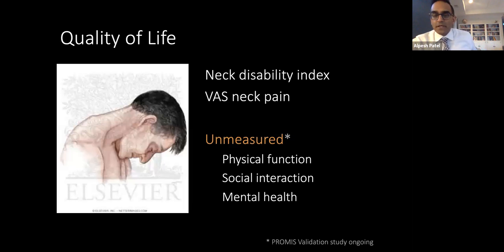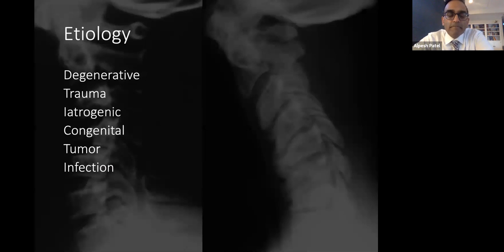And then quality of life is the other impact. So we measure these somewhat by NDI and by VAS neck pain, but there's probably a lot of unmeasured components of this. And this is a challenge, to really get good arms around physical function, social interactions, and mental health, because the number of patients presenting to any one practice is relatively small. And so it's going to really take, I think, a large concerted effort to define what patient-reported outcome impacts we have in this population, and that's sort of ongoing.